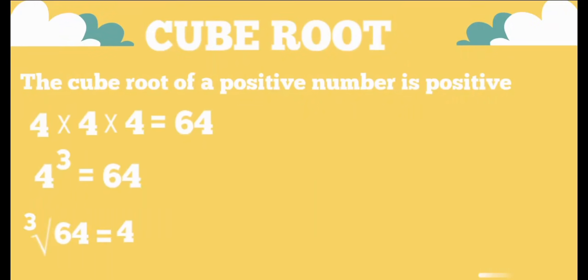The cube root of a positive number is positive. 4 times 4 times 4 equals 64. 4 cubed equals 64. The cube root of 64 equals 4.